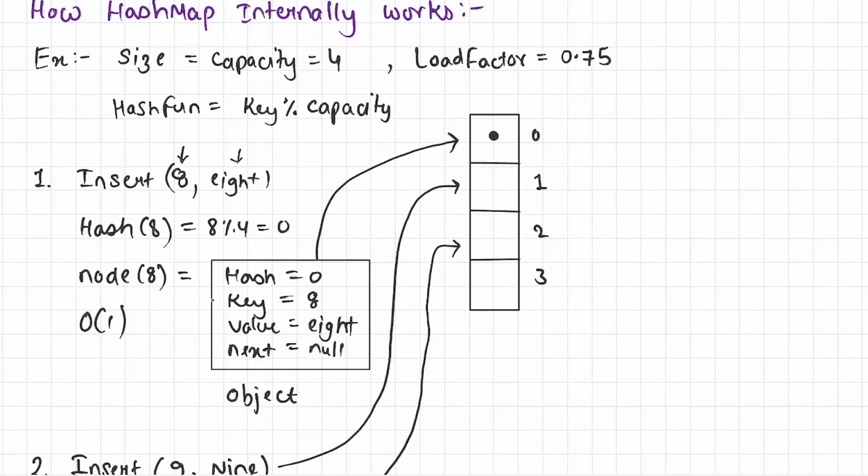Now the really cool thing about HashMap is we can do this operation in big O of one, constant time. And why is it so? Because this is an array, and an array stores all the elements in a contiguous memory location. Because of the contiguous memory location, we have the advantage of random access support, so we can access any index of the array in constant time. So far so clear.